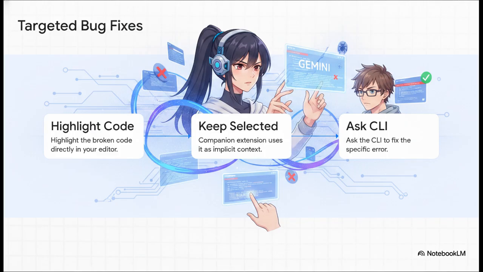Step 1, you just highlight the broken code directly in your editor. Step 2, keep it selected. Because you have that companion extension running in the background, whatever text you currently have highlighted acts as highly targeted implicit context. Then step 3, you simply jump down to the Gemini panel and type, there's a type error here. That's it. The model knows exactly which lines you mean, the guesswork is gone, and it fixes the bug instantly. It's an unbelievably powerful workflow for surgical bug squashing.